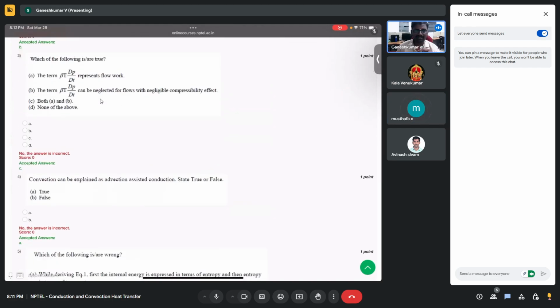Usually, don't worry much about it. These kinds of questions will not repeat that much. But whatever they are telling is true. It's not like their answer is wrong. So dp by dt also represents flow work because it has pdv in it. If you expand it, you will end up having pdv. So it also represents flow work. You cannot deny that it does not represent flow work. They played with words a little bit. Usually you will see these kinds of things in MCQs and competitive exams, where they play a little with words. Similar thing happened here. So don't worry much about it.